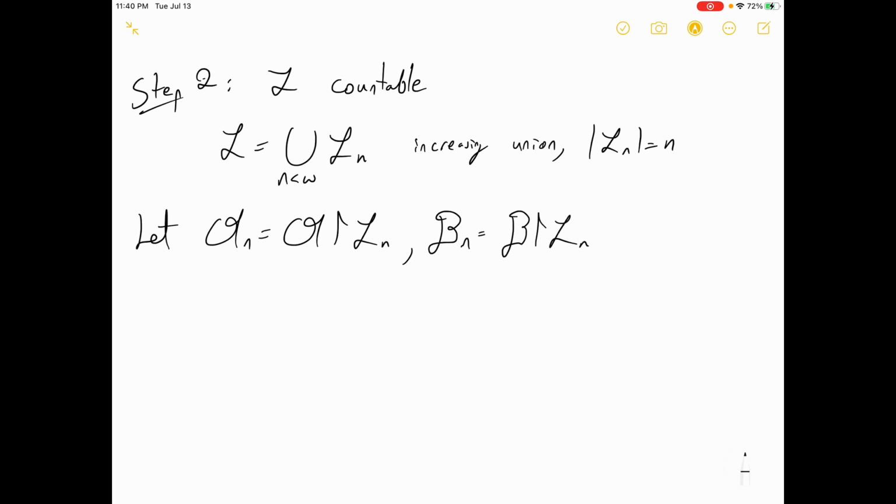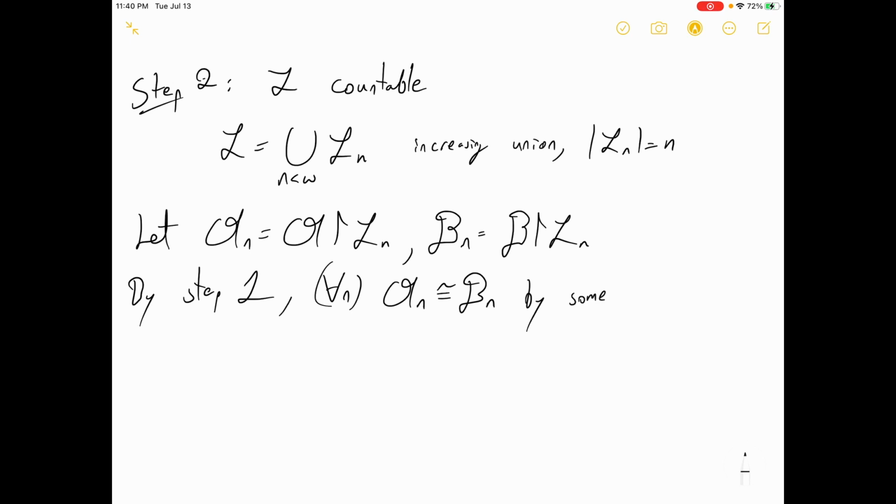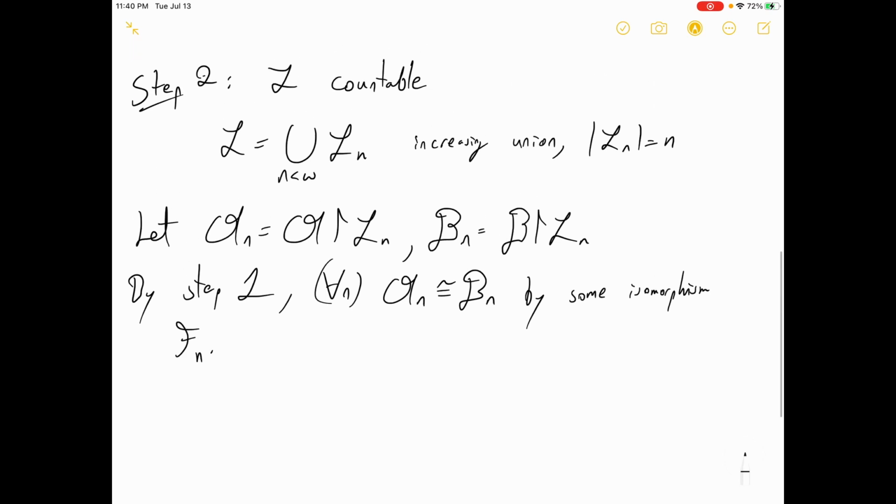And so by step 1, so if two models are elementarily equivalent, their reducts are elementarily equivalent, that's kind of trivial. So by step 1, for all n, A sub n is isomorphic to B sub n by some isomorphism. Let's just call that F sub n. So in other words, F sub n is an isomorphism from A sub n to B sub n. And we want to knit them all together somehow into an isomorphism from A into B. So how do we do this?